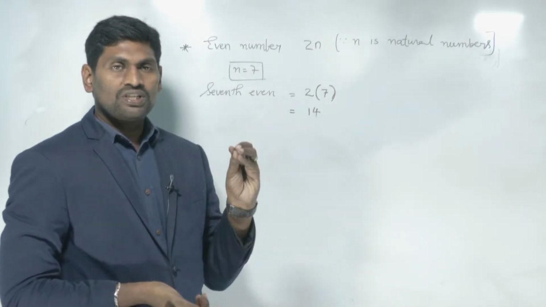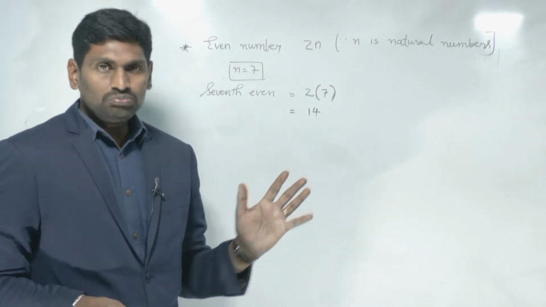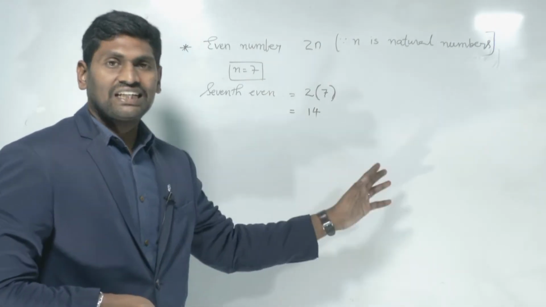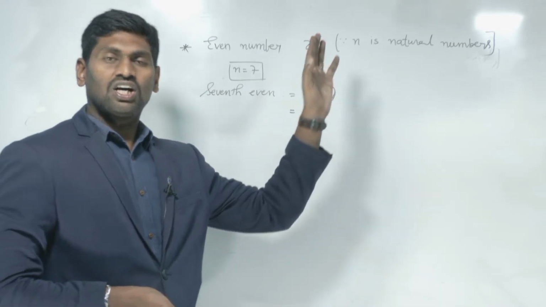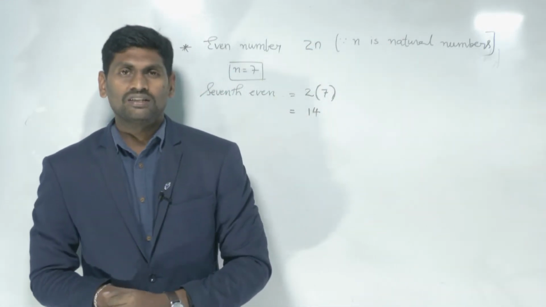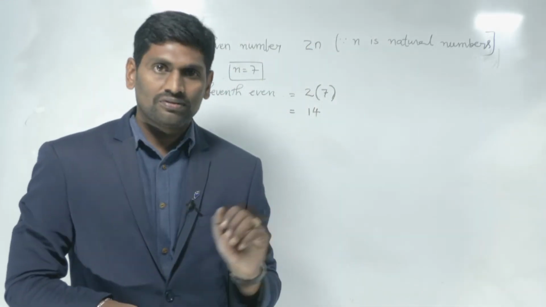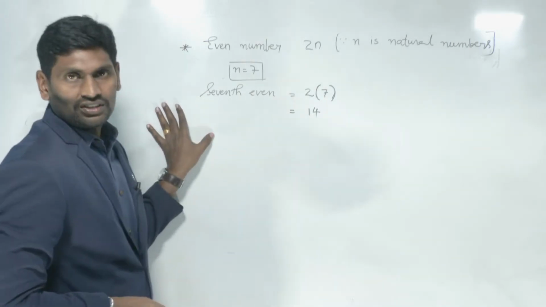That means if you observe any even number, we discussed already, they are exactly divisible by 2, nothing but they are all multiples of 2 only. Very good.